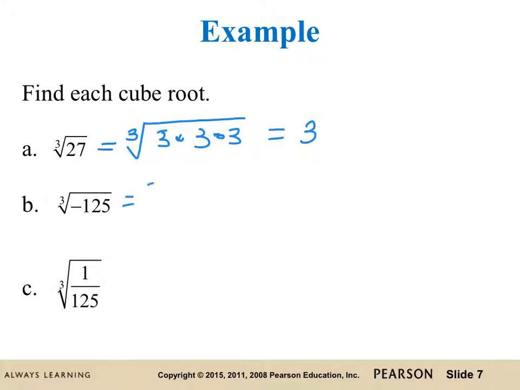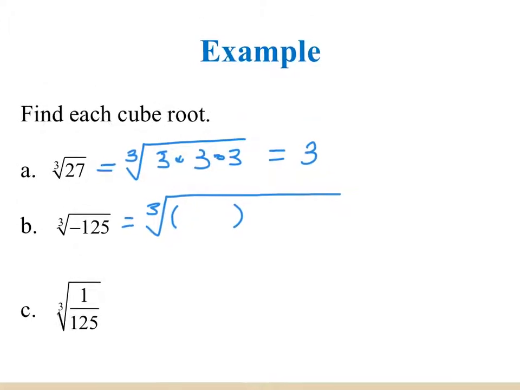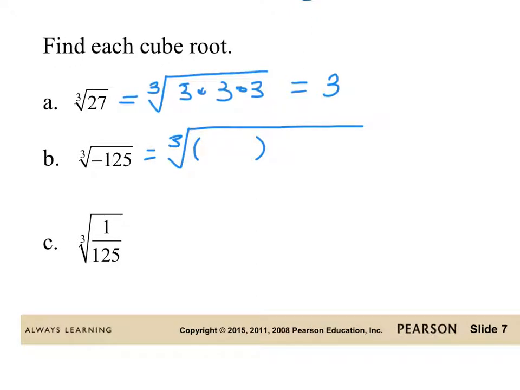And by the same token, we know that the cube root of negative 125 is going to have 3 negative factors. And 5 times 5 times 5 is 125. So negative 5 times negative 5 times negative 5 is negative 125. So we say the cube root of negative 125 is negative 5.